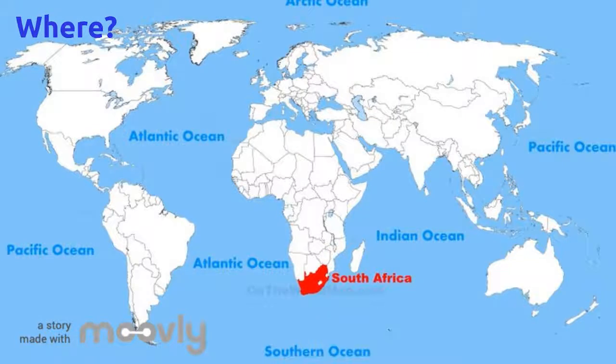Where? South Africa is located at the southern tip of Africa and is bordered by countries such as Botswana and Zimbabwe, and is the 25th largest country in the world.